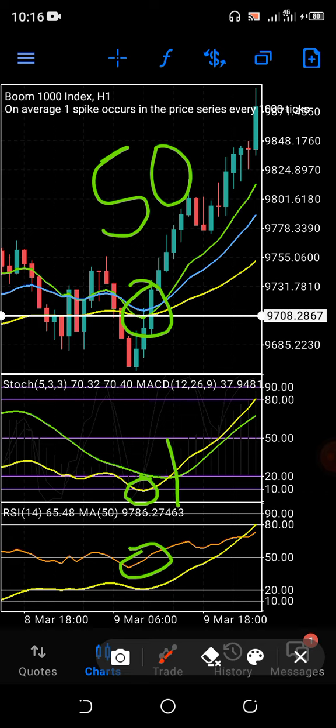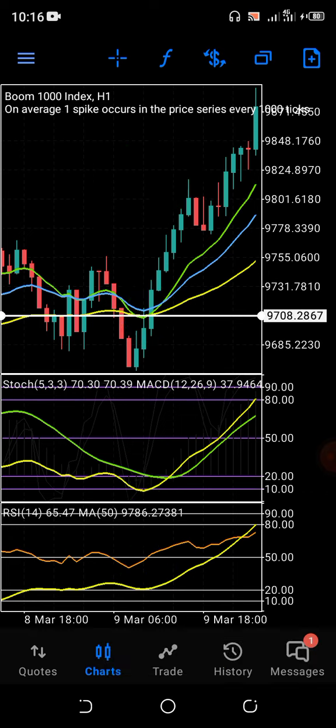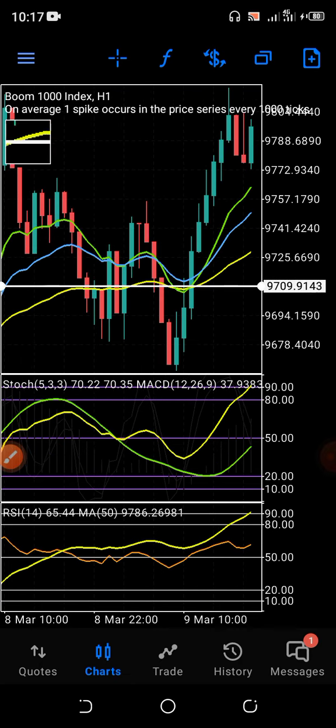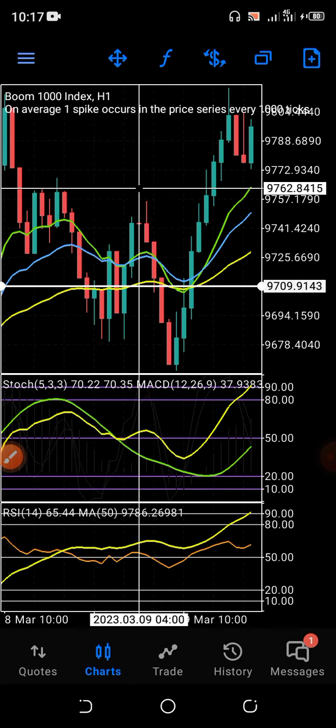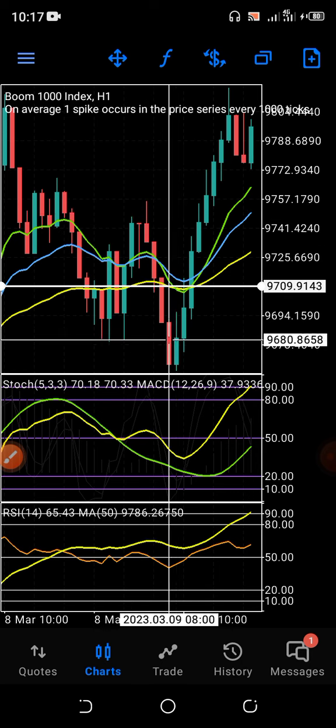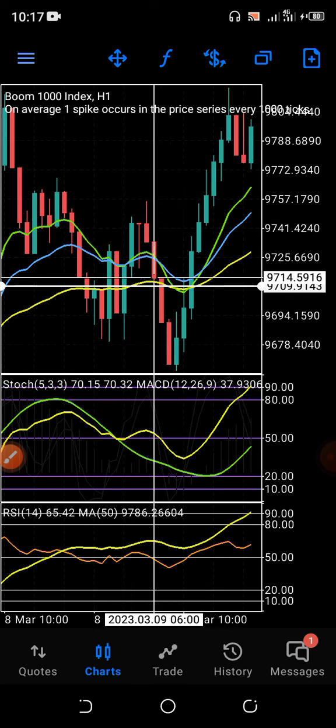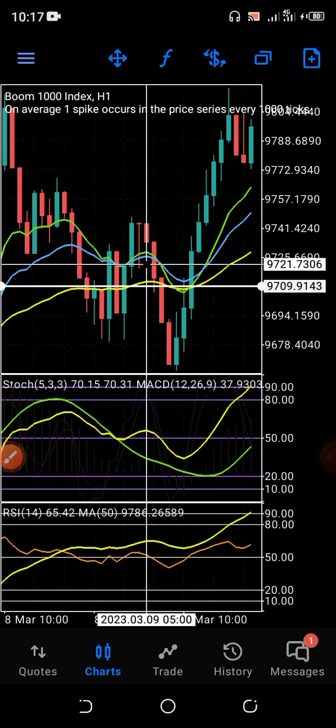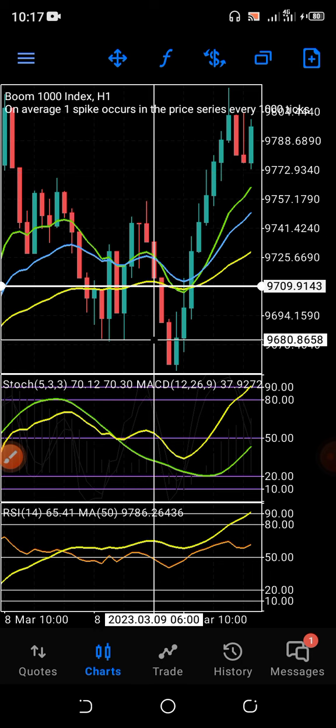Now, how many hours will it take you to see this? Let's assume you woke up in the morning and you discover that this is the candle that is trending for the day. This candle here. This is 1 hour, 2 hours, 3 hours, 4 hours. Let's assume you woke up by 7. This is 7, 8, 9, 10. Do you see it? 4 hours is gone.